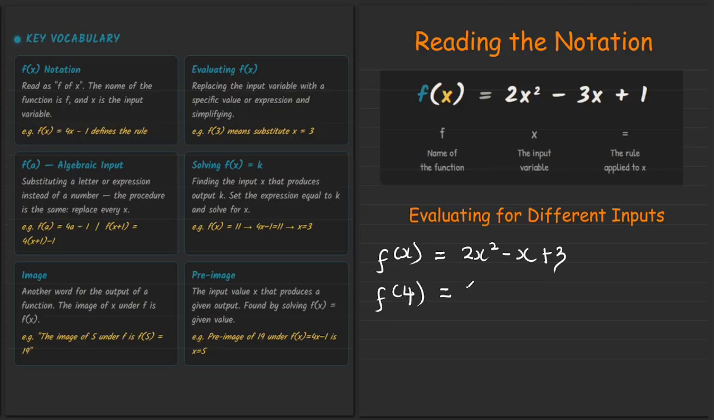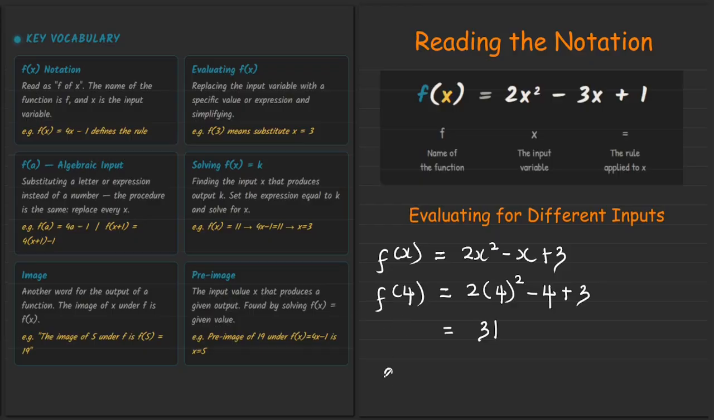So this gives us a 2, then instead of x, we write in brackets 4 squared. That is x being replaced by 4. Then minus x, the same x, which is 4, then plus 3. And then you do your evaluation. Evaluating this gives us 31. I just want to demonstrate the substitution. In our subsequent lessons, we will go through how to actually evaluate.